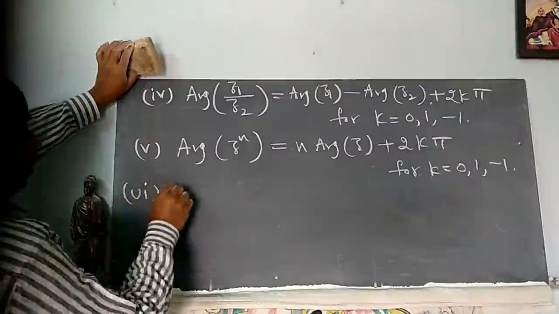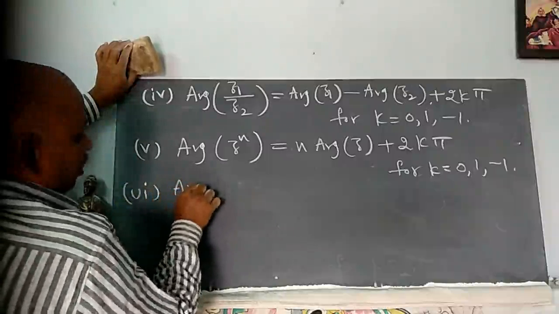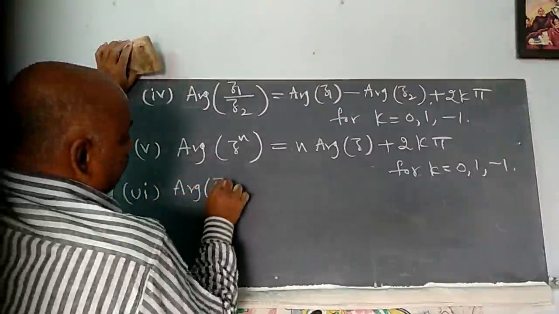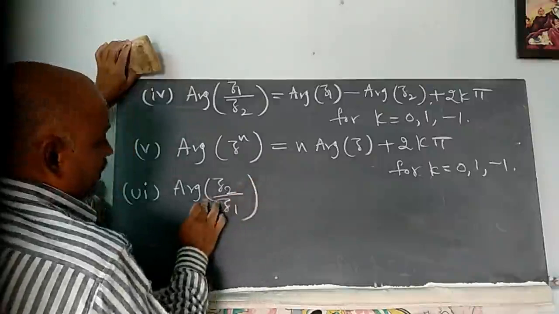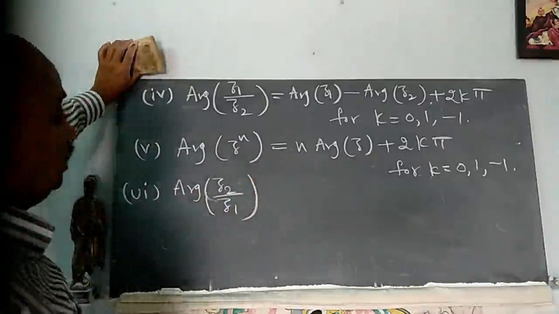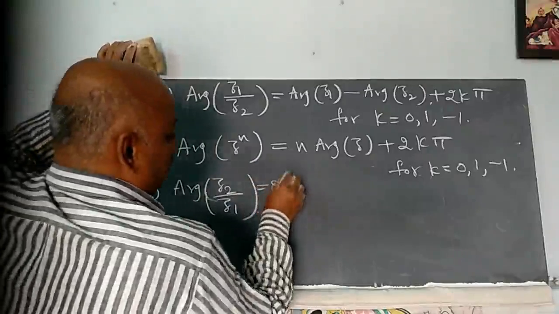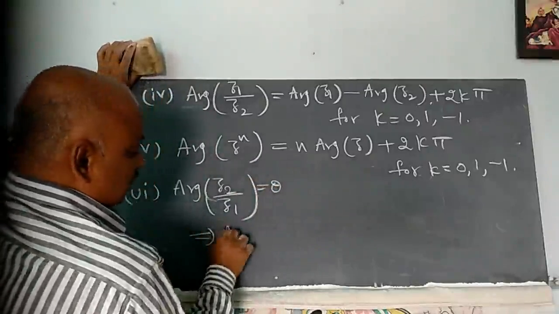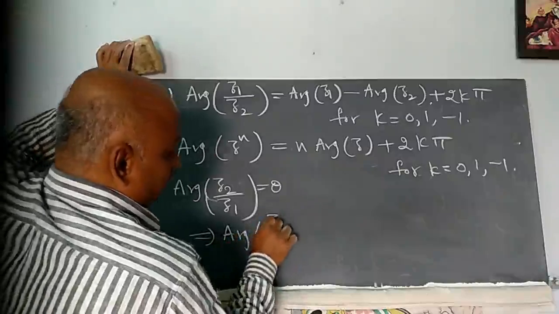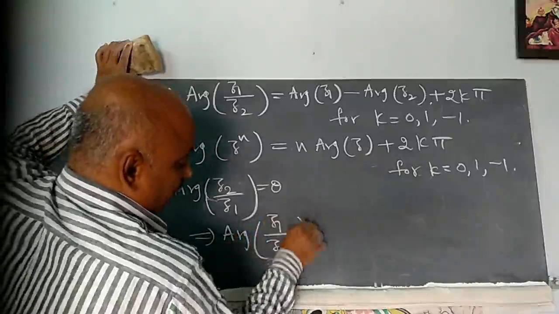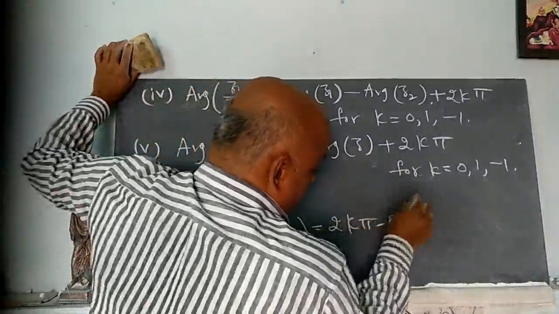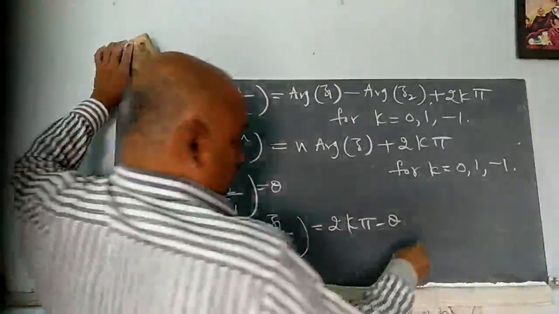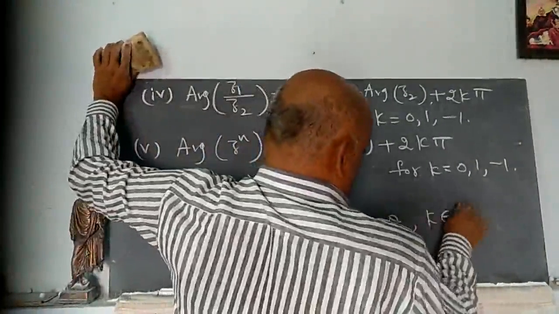Sixth property, if argument of z2 by z1 is theta, this implies argument of z1 by z2 is equal to 2k pi minus theta, k belongs to I.